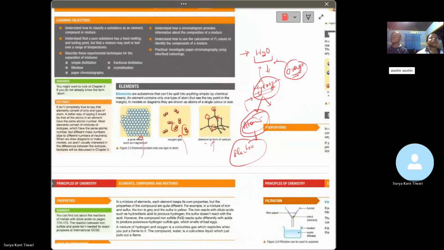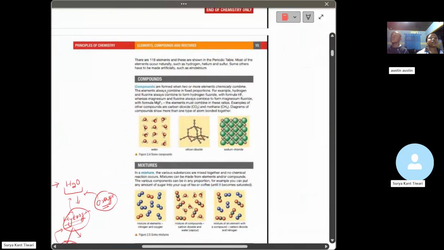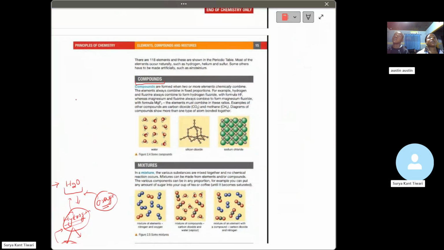Okay. After that, we have compounds. When do we get compounds? When two elements meet together, like hydrogen and oxygen mix to produce water.